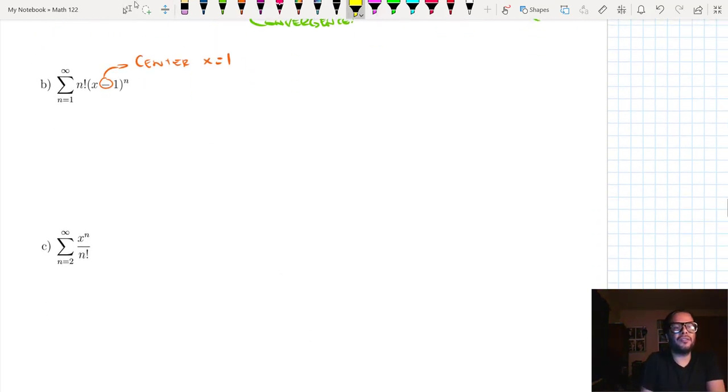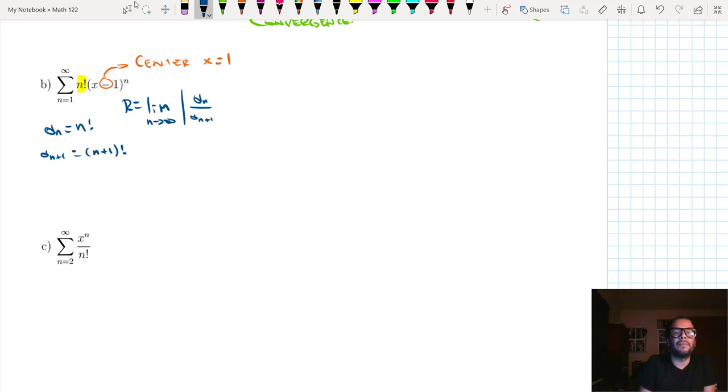Let's highlight the general term. In this case, it's just this tiny factorial. Let's see what we are going to have here. So a sub n is n factorial, and a sub n plus 1 is n plus 1 factorial. Let's find that limit to find r, the radius. That's the limit as n approaches infinity of the absolute value of a sub n divided by a sub n plus 1, which equals the limit as n goes to infinity of the absolute value of n factorial divided by n plus 1 factorial.